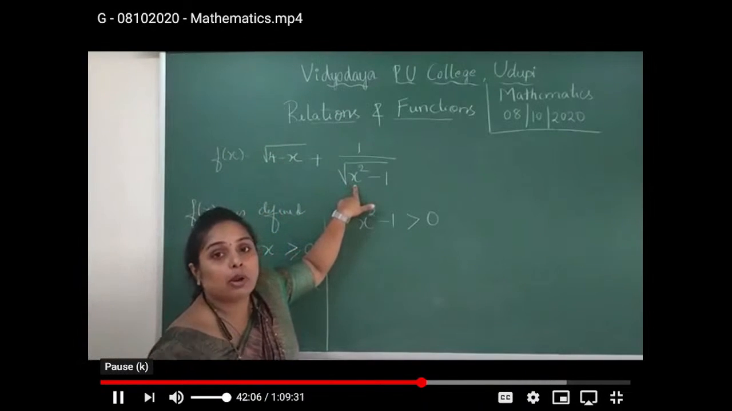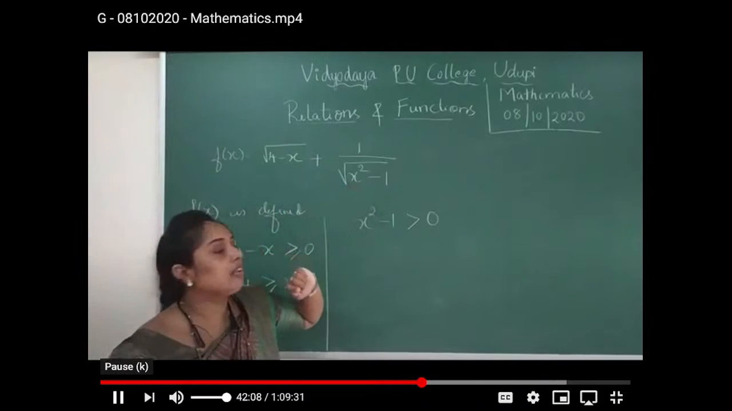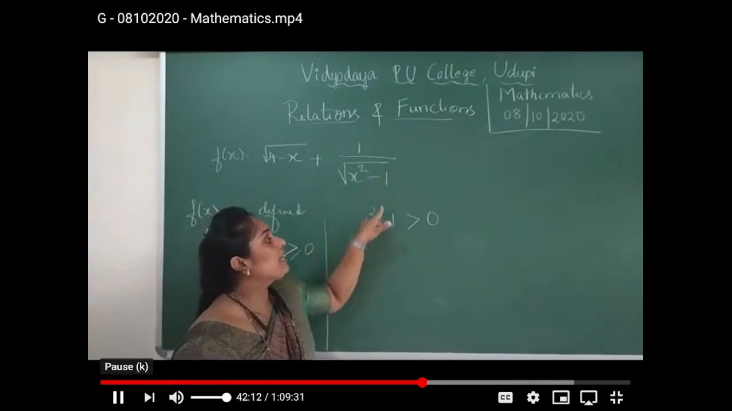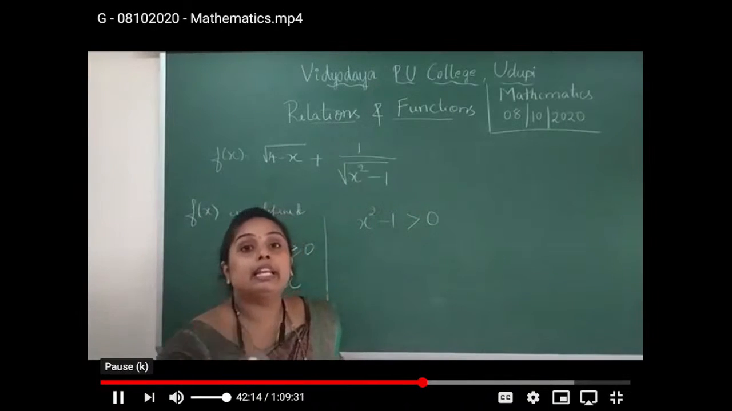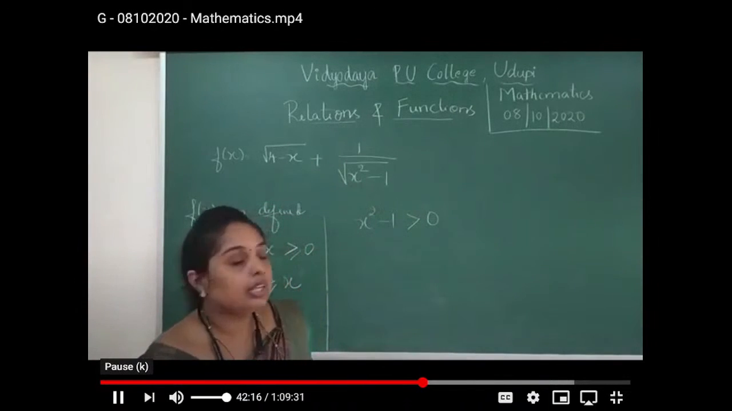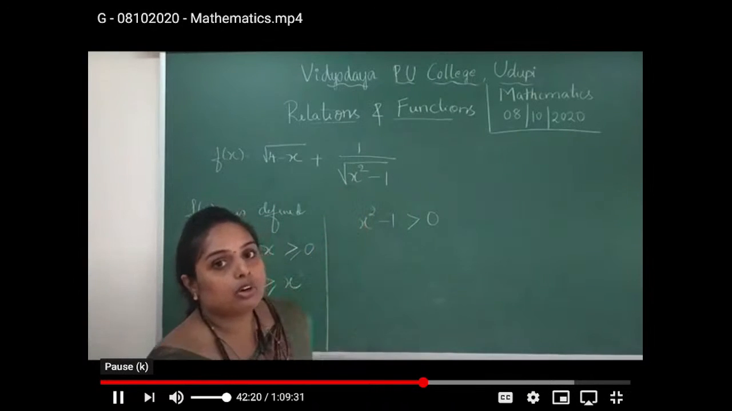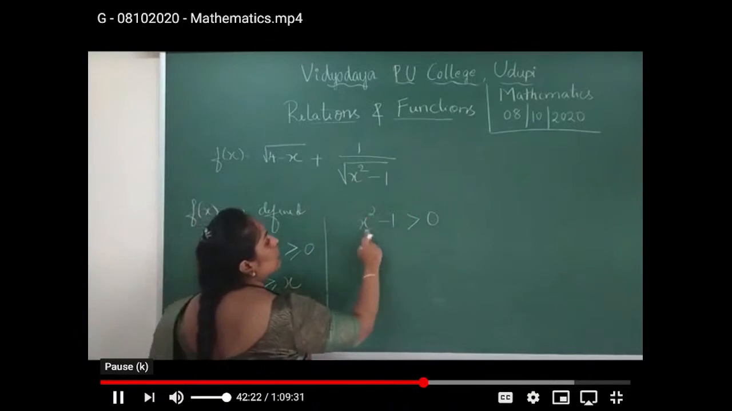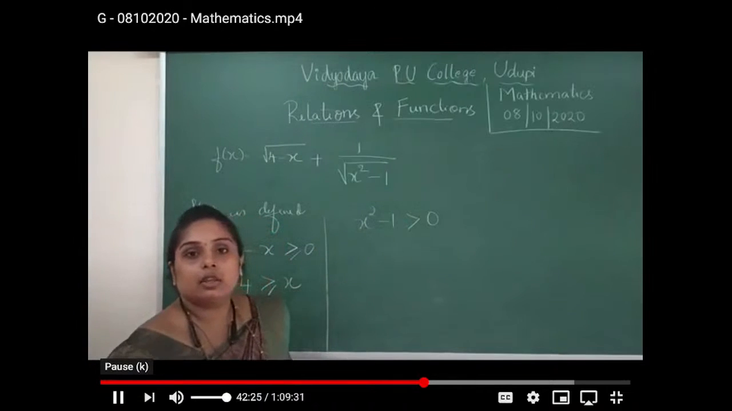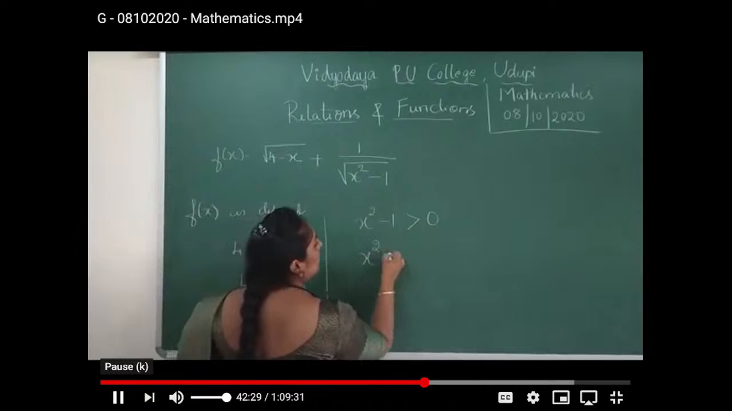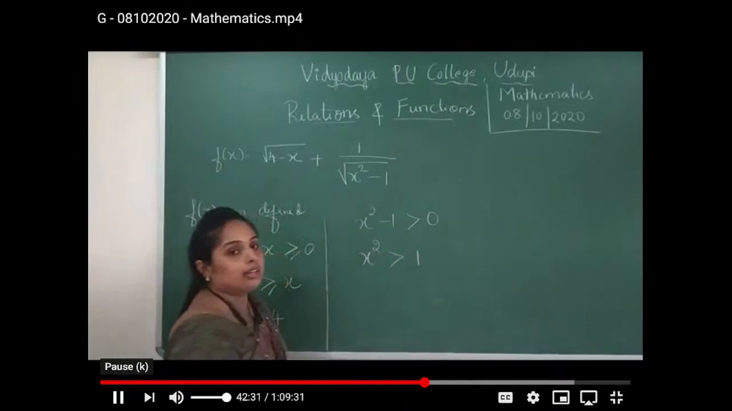But here I can't get 0. 1 divided by 0, if I get it, it's not defined. So this is defined only when x square minus 1 is positive, greater than 0, not even 0. If it is 0, root of 0 is 0, and 1 divided by 0 is not defined. For that reason x square minus 1 should be greater than 0. Okay. Now from this I can write x square is greater than 1.